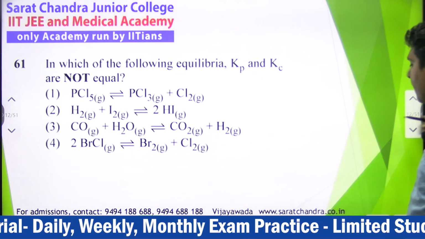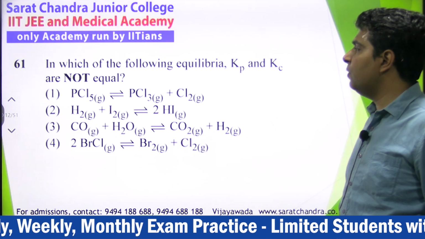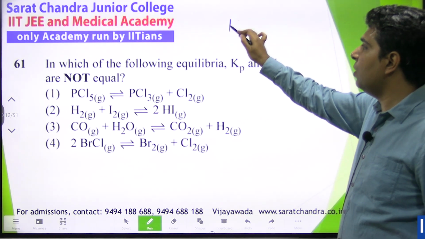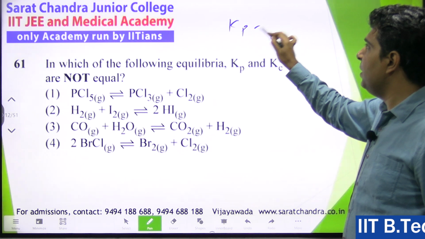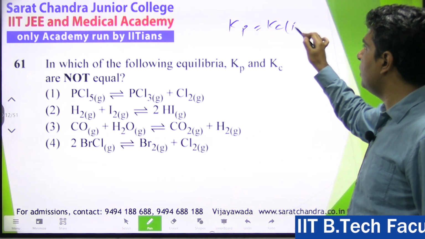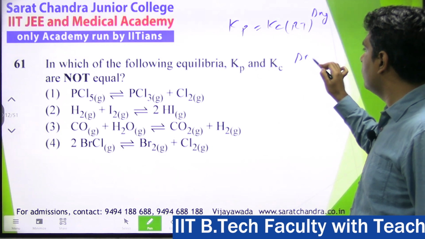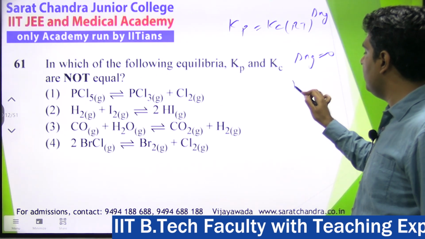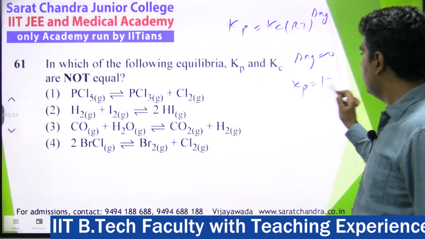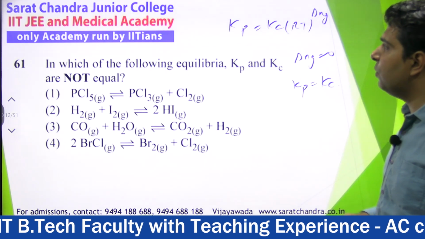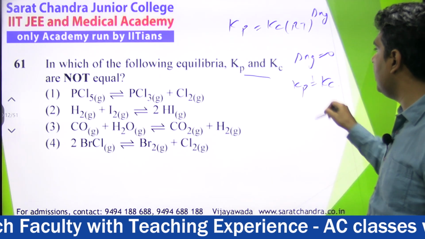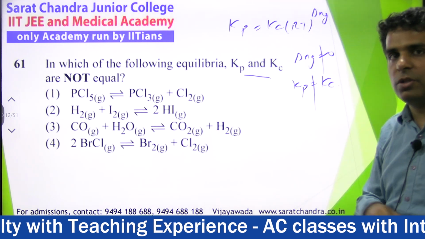Next question. For which of the following is the equilibrium constant Kp not equal to Kc? So Kp is equal to Kc into RT power delta ng. Now if delta ng is 0, then Kp is equal to Kc. Now the question is asking in which of the following Kp and Kc are not equal. That means delta ng is not equal to 0.